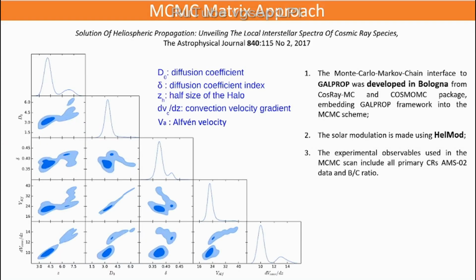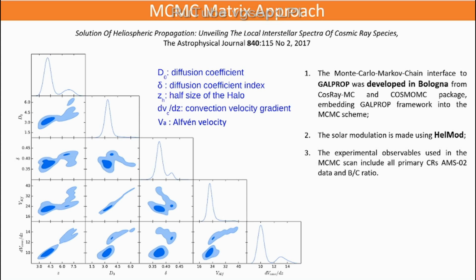Well, the approach is quite simple. It's a Markov chain Monte Carlo approach, with an interface to GALPROP developed here in Bologna. The solar modulation is made using HELMOD, as I said before, which is developed in Milano. And the experimental observables used in this study are basically all the primary species published by AMS, including the boron over carbon ratio.